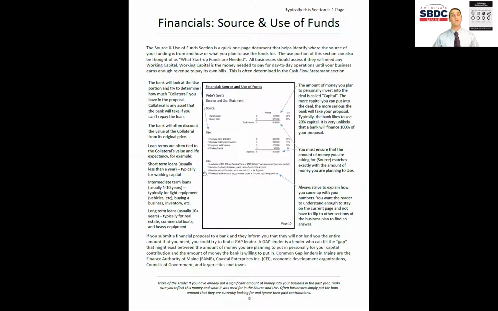And remember, each one of your financial statements should have some kind of notes denoting where exactly this information is coming from. And these notes can refer to either the appendix or to another section of the business plan, but you're trying to help the reader understand where you're getting these numbers. And remember, the use section must equal the source section, right? So the amount of money you're asking for must equal the amount of money that you're going to be getting.